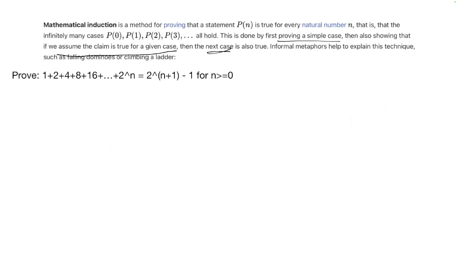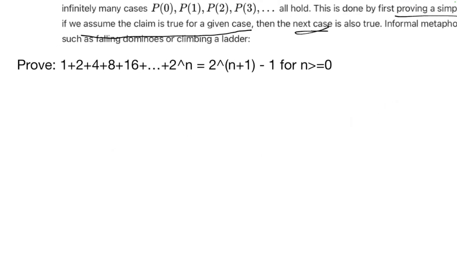Okay, so let's start with proving that 1 plus 2 plus 4 plus 8 plus 16, with the last term being 2 raised to n, but for an arbitrary amount of numbers, the sum of those is equal to 2 raised to n plus 1 minus 1 for all n greater than or equal to 0. Let's rewrite this real quick to really show the mathematical concept behind this.